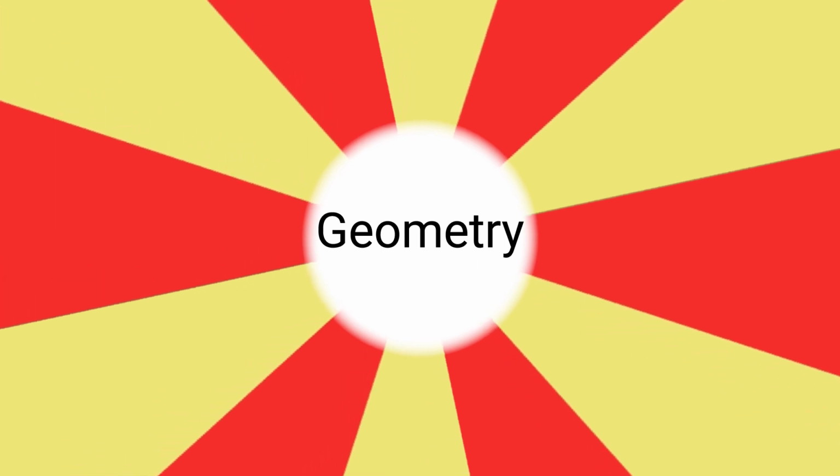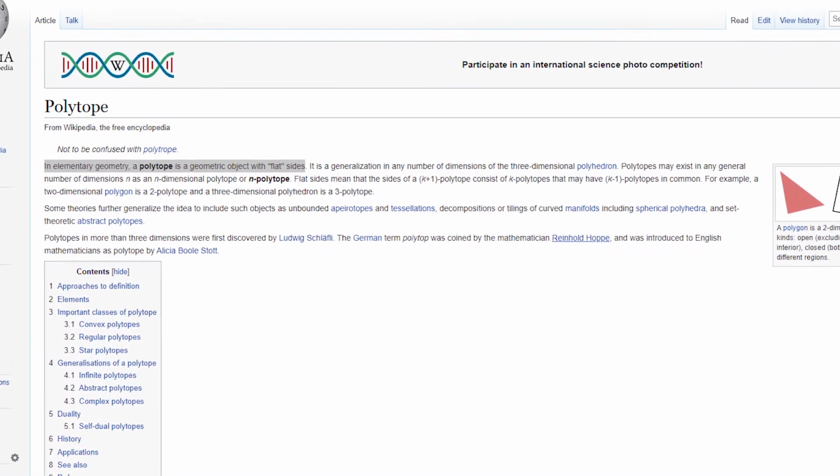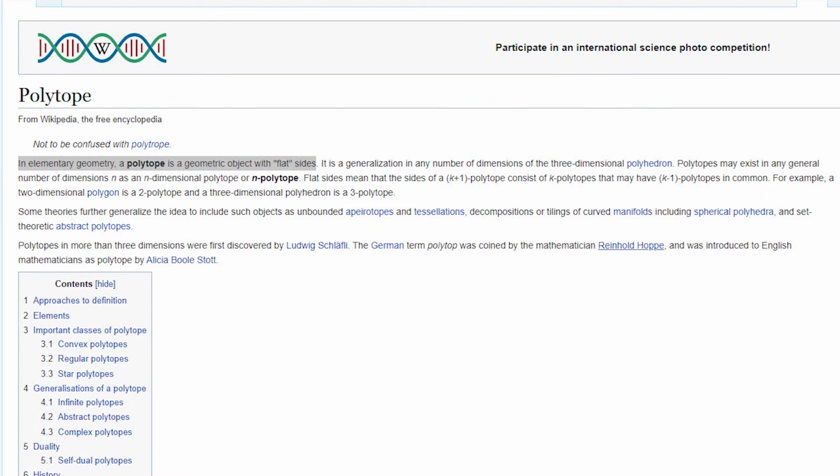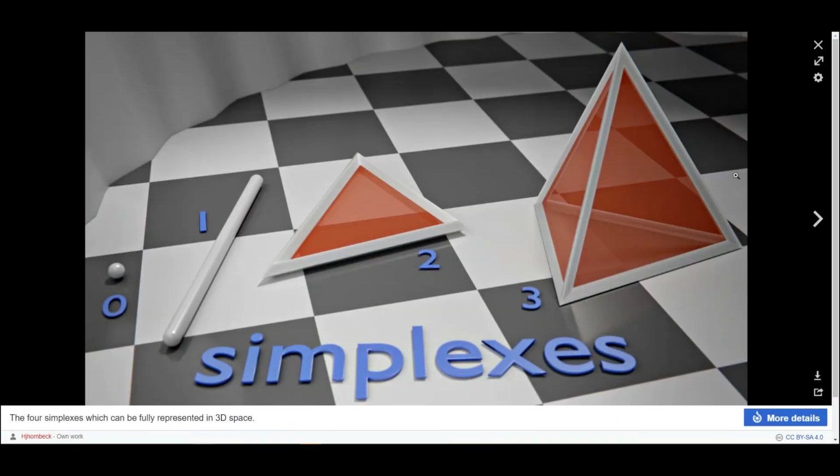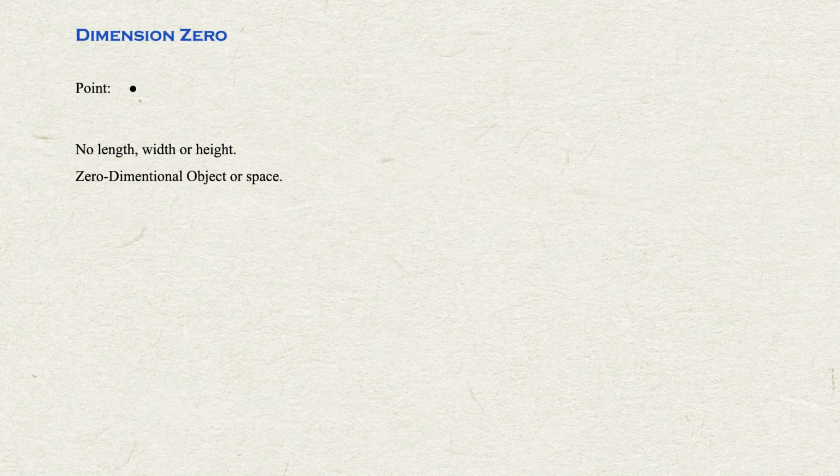So before we start looking at multidimensional shapes, let's first review some geometry. In geometry, you might have learned that a polytope is a geometric object with flat sides. The types of polytopes we will focus on are a triangle and a regular tetrahedron. You might have also learned that a simplex is the generalization of a triangle to higher dimensions. The simplest geometric object is that of a single point. In mathematics, a point has no length, width, or height. Therefore, it's the zero-dimensional object or space. This can be related to raising a monomial to some power.